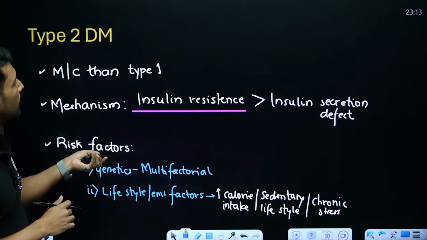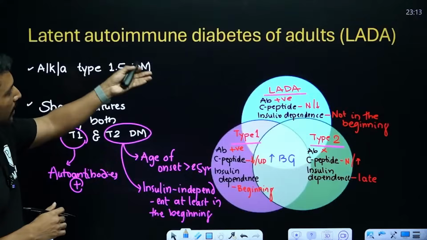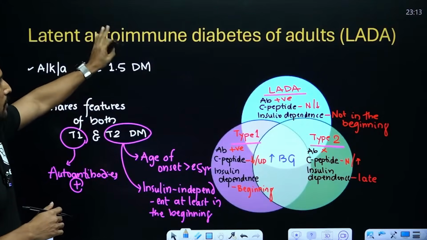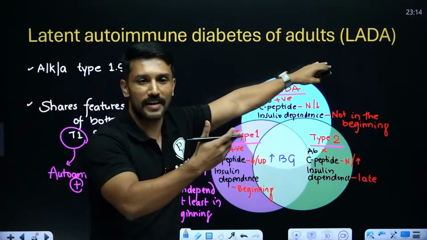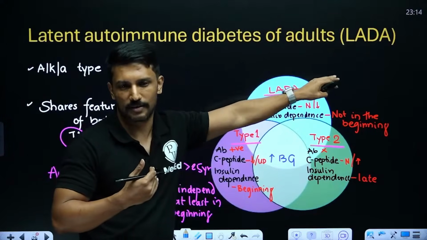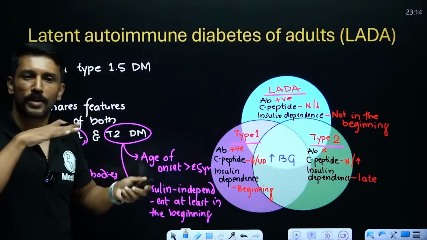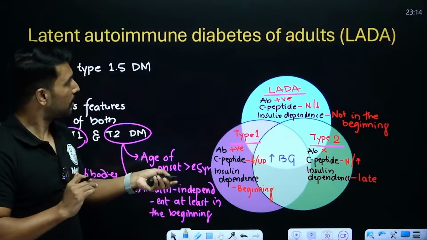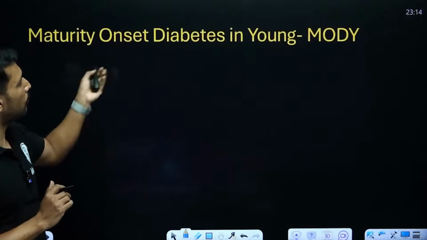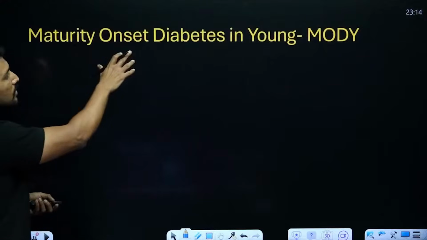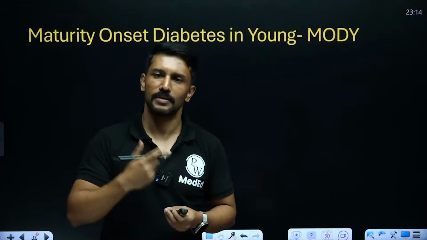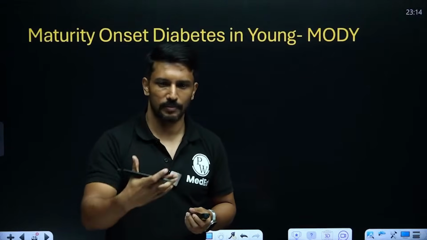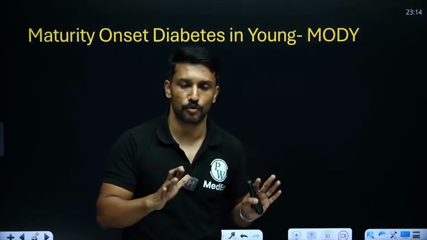For this, we call it latent autoimmune diabetes of adults. By the time I say autoimmune, you know antibodies are present. Adult means the age of onset is late, not like type 1 diabetes mellitus. And latent means it is slowly progressing, right? Similarly, the name of this specific form of diabetes is maturity onset diabetes in young. Maturity onset means onset is after maturity, not in the pediatric age group for sure.